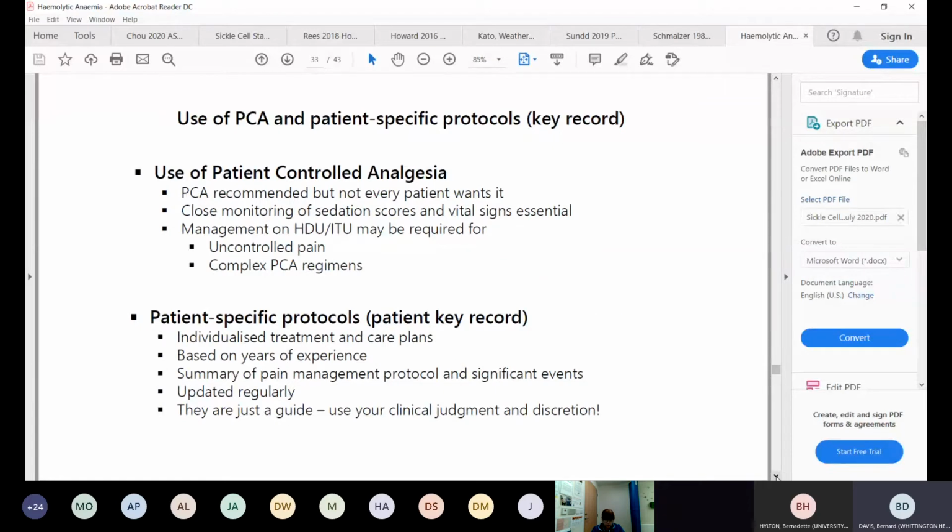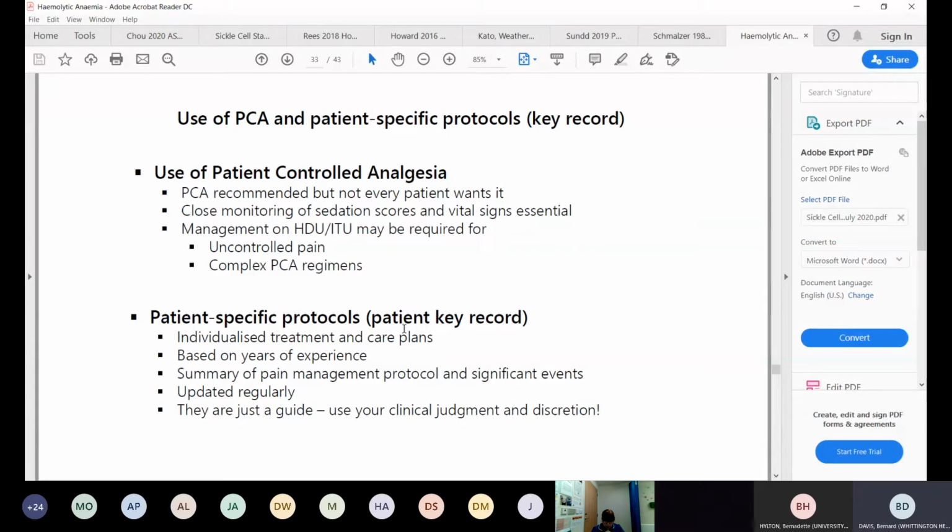Okay, PCA is the best, but bear in mind that some old school patients might not be enthusiastic about PCA, and I think it's reasonable to try and accommodate that tiny subset of patients. It's important, obviously, to keep a close watch on the sedation scores and so on. Bear in mind that some patients may require HDU or even ITU for management of their pain.